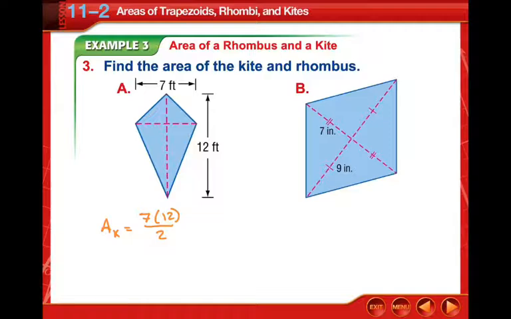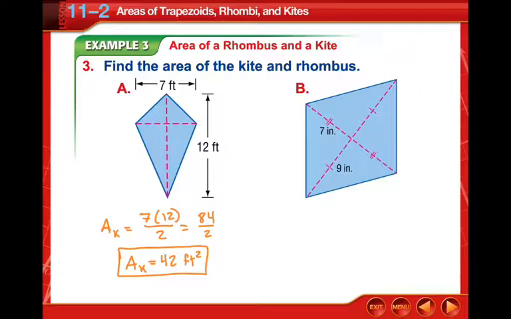Again, hopefully you know what 7 times 12 is, 84, right? But you can also just divide 12 by 2, and that's going to be 6. So it's 7 times 6. Whichever one you want to do. So again, that'll be 84 over 2. So the area of the kite is 42 square feet. That's a huge kite.